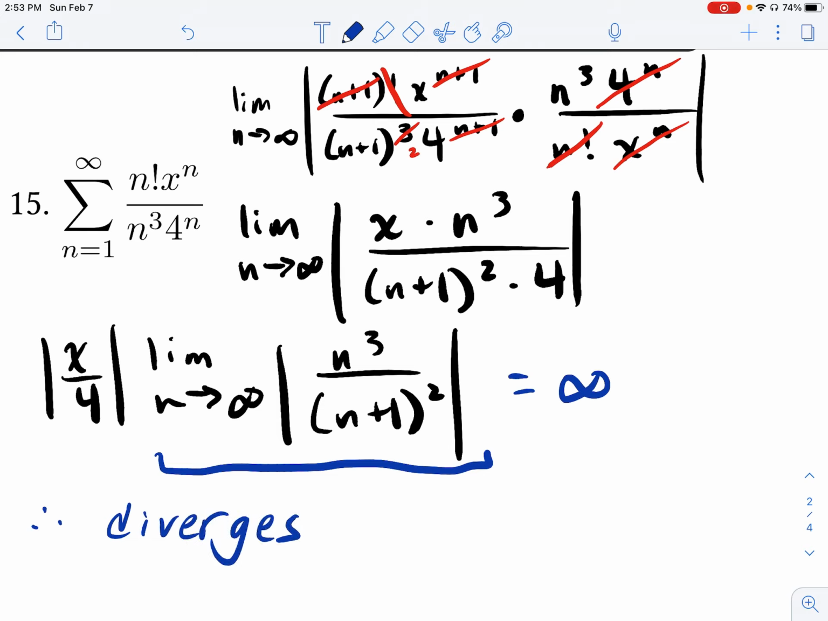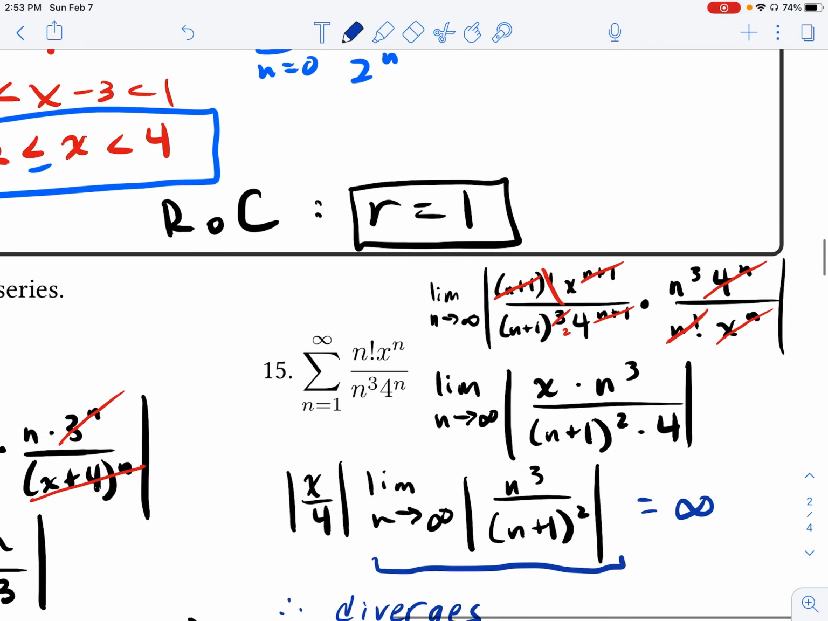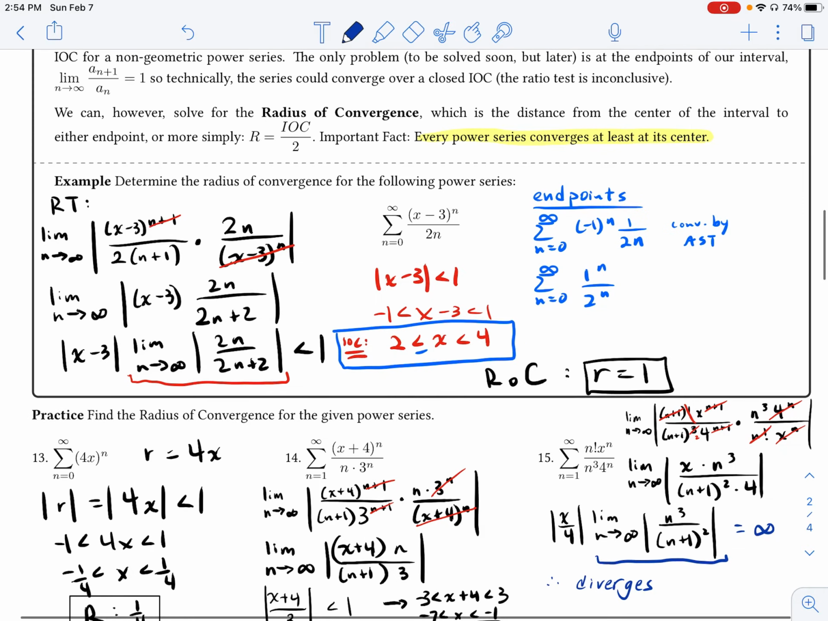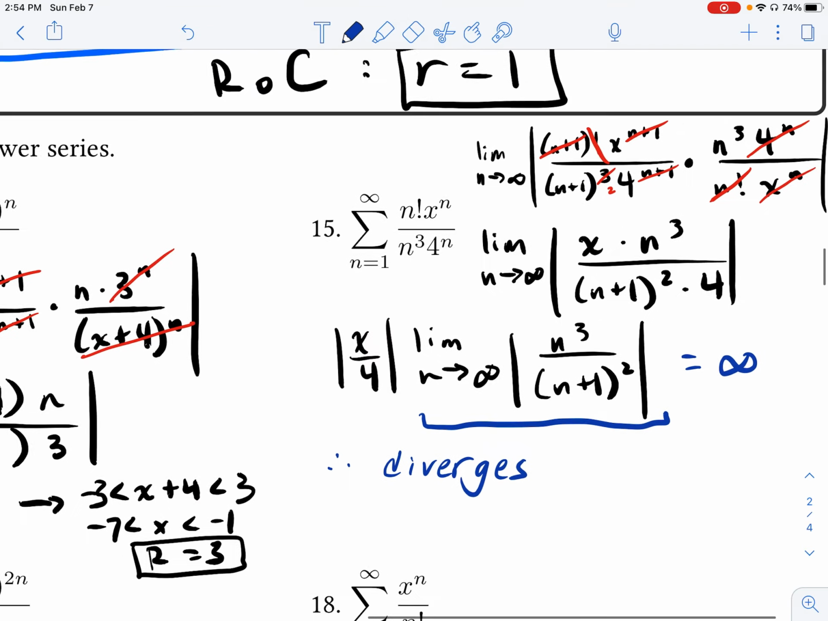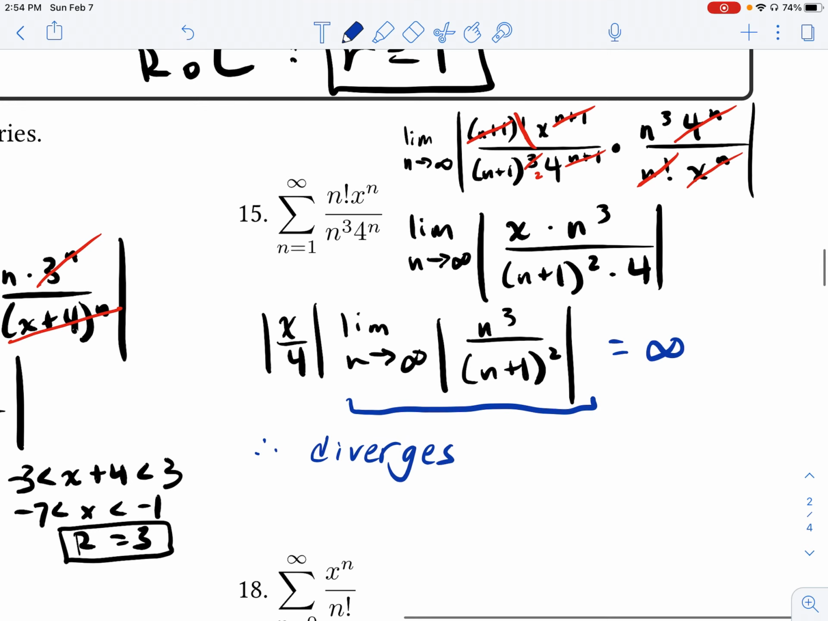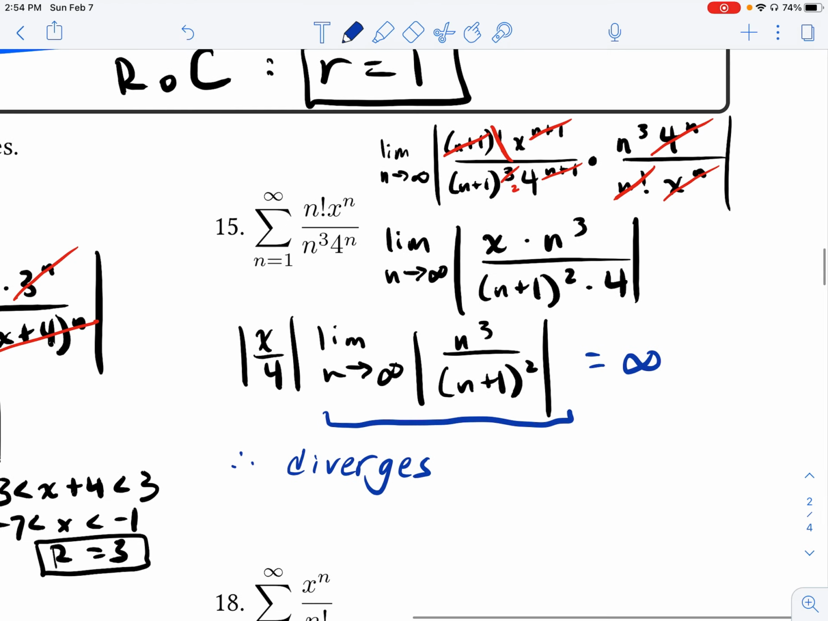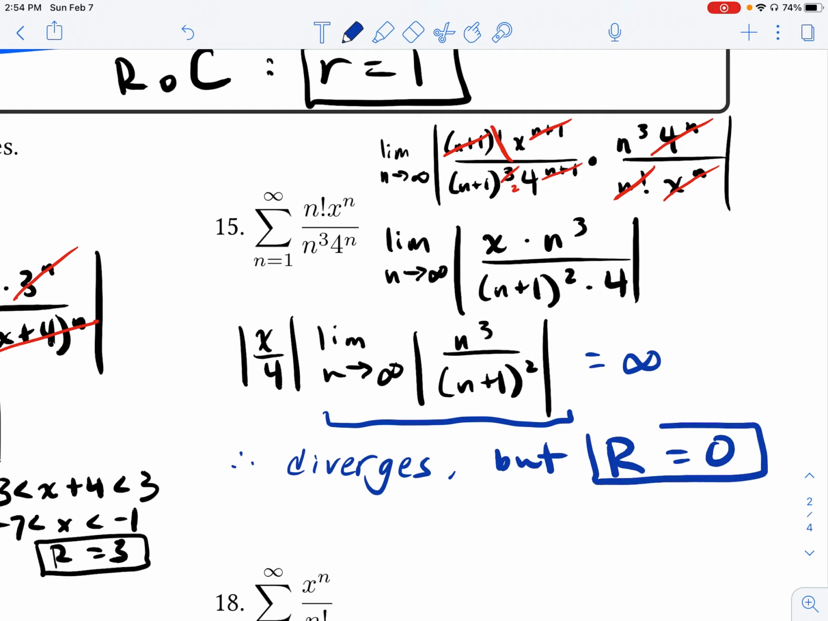Well, if that's the case, then it would appear that for no values would this series ever converge because it's a divergent series. But go back to this important note that I highlighted above. We know that every power series converges at least at its own center. So where is the center of this particular series here? Well, we don't see anything like x minus 3 or anything like that. So we know that this series, even though it diverges, its radius of convergence would be equal to 0. It's converging at its own center.